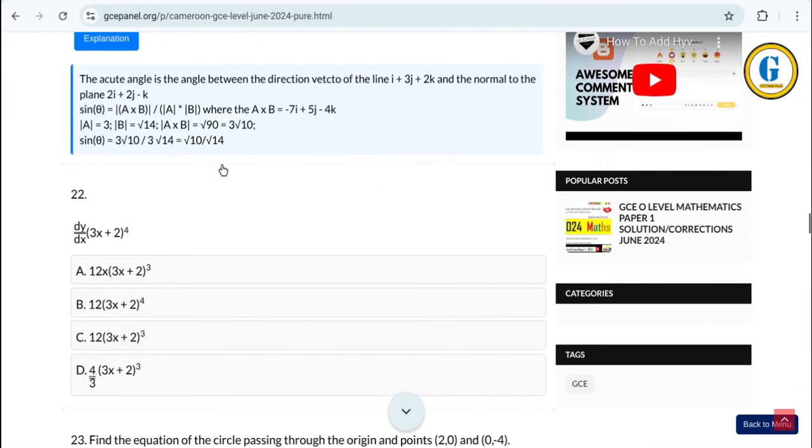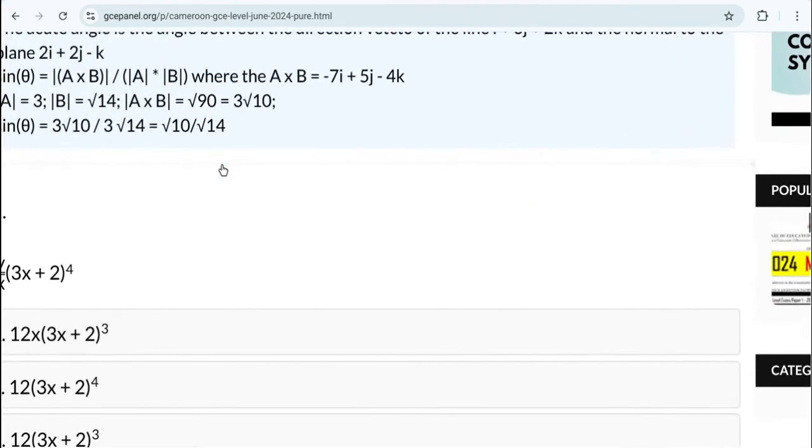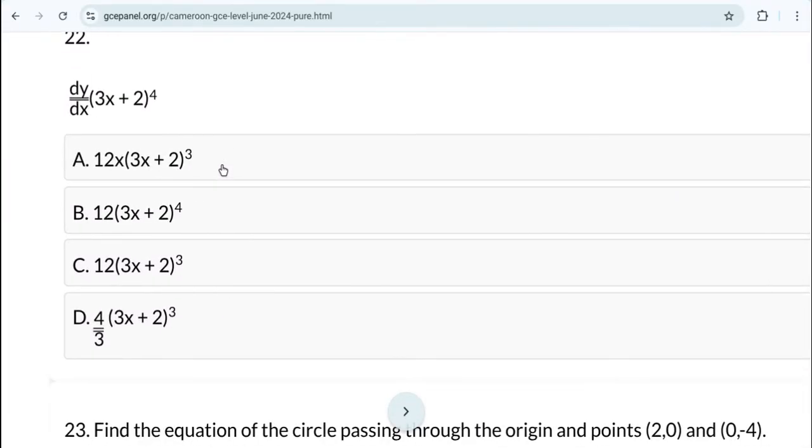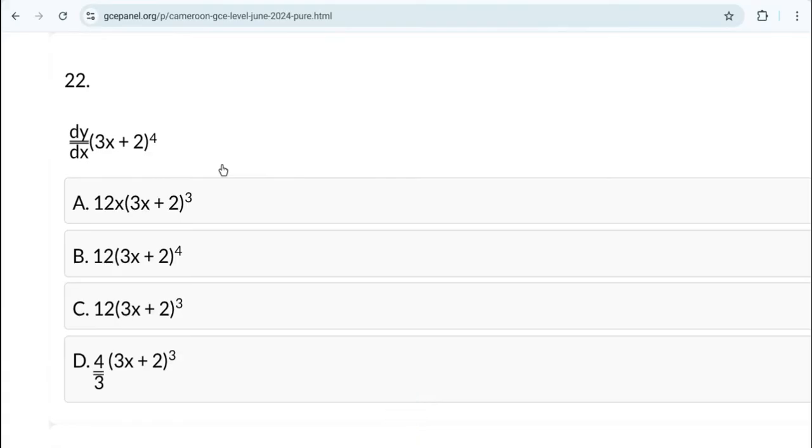Question 22. So the derivative here is, bring down the power 4. You differentiate the core, 3. So 4 times 3 is 12, times the core to the power 4 minus 1. So we just have 12 into (3x plus 2) to the power 3. So our key is C.